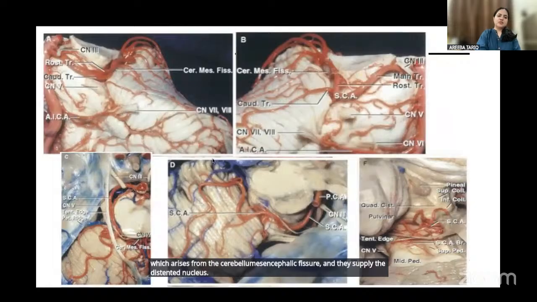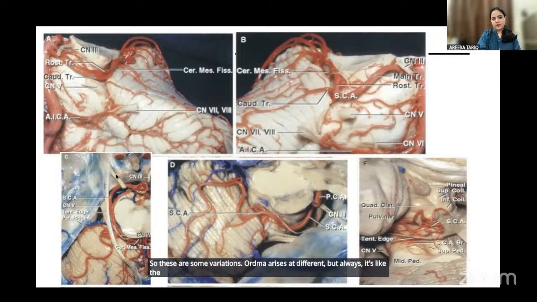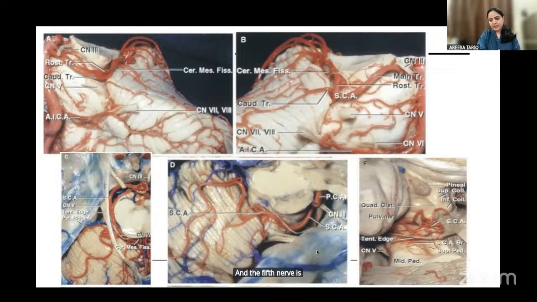Some further dissection showing variations in how it can arise as a single trunk and bifurcate laterally, or it may arise as a main trunk and never bifurcate. So these are some variations, or it may arise at different points, but always the oculomotor nerve and trochlear nerve are above the SCA, and the 5th nerve is below the SCA.